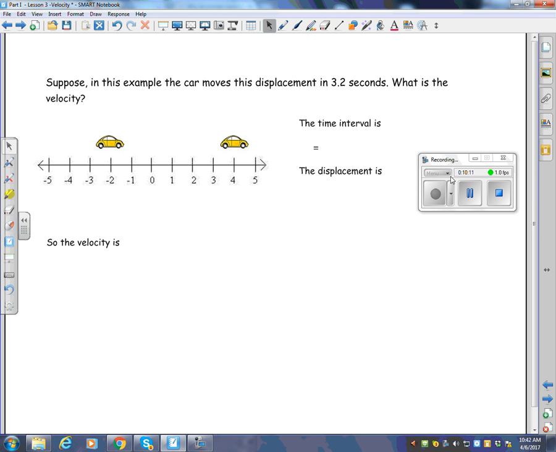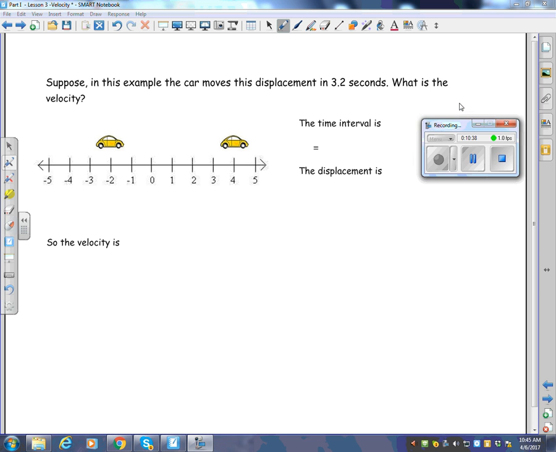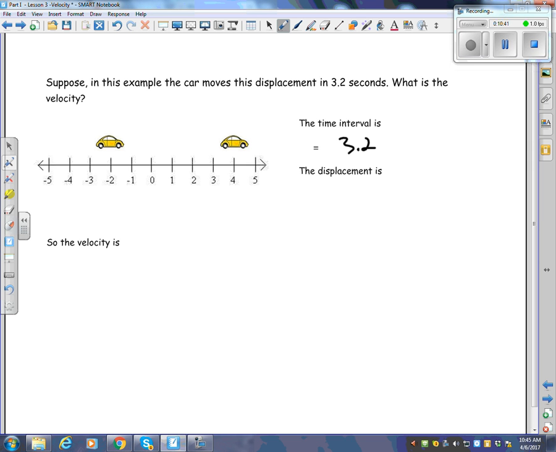Okay. You guys try this one. In this example, the car moves this displacement in 3.2 seconds. What is the velocity? I'm going to let you try this one, and then I'll show you. The displacement is how far you go and in what direction, right? Final minus initial. Okay, so what's the time interval? 3.2. What's the displacement? It ends up at 4. It started at minus 2. 4 minus minus 2, which is plus 6. 1, 2, 3, 4, 5, 6.